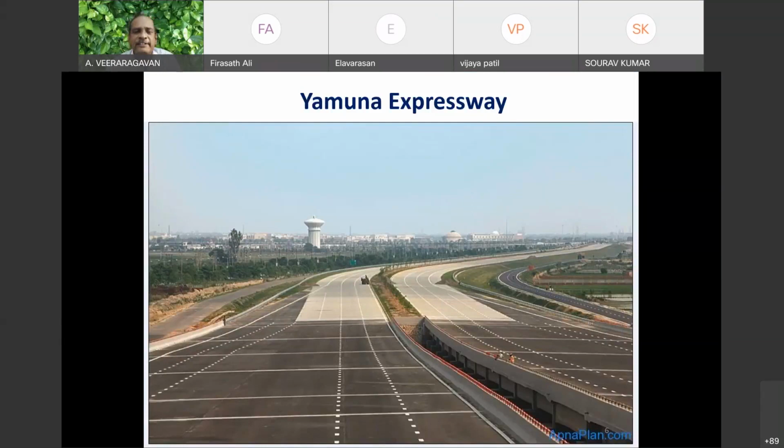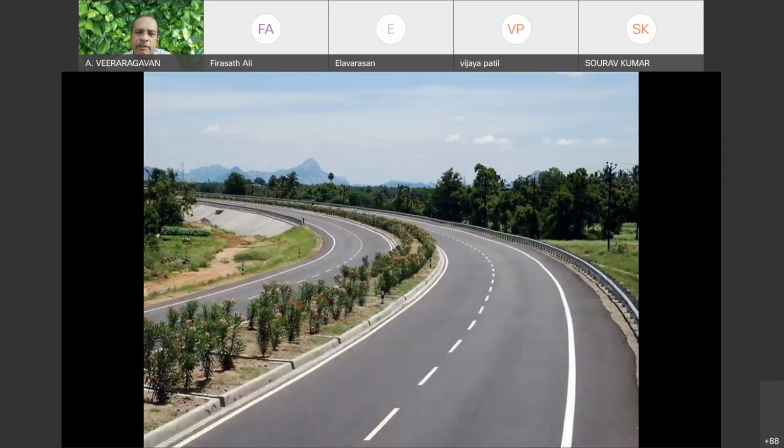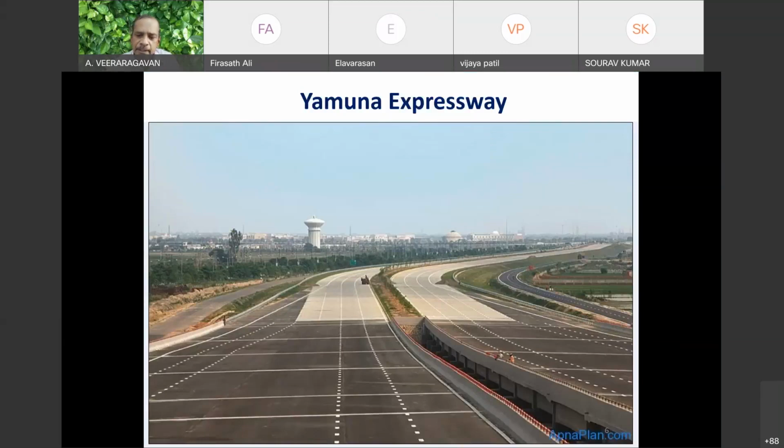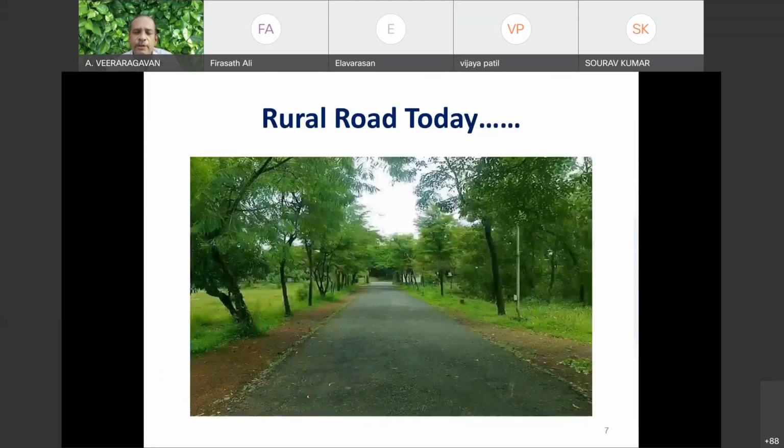So the question that arises at this point of time is, what is the aggregate consumption, the material requirement, if I want to have a bituminous pavement or when I want to have a concrete pavement? That's the first question. We'll answer all these questions. Even in the case of a village road, we are able to construct good quality rural roads.